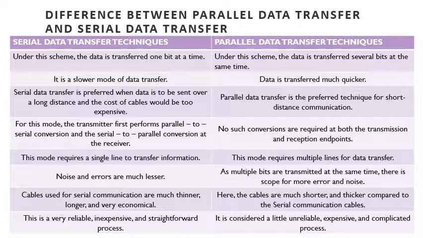For this serial data transfer mode, the transmitter first performs parallel to serial conversion and then serial to parallel conversion at the receiver. This mode requires a single line to transfer information. The noise and errors are much lesser in the serial data transferring technique, and the cables used for serial communication are much thinner, longer, and very economical too. So this is a very reliable, inexpensive and straightforward process.